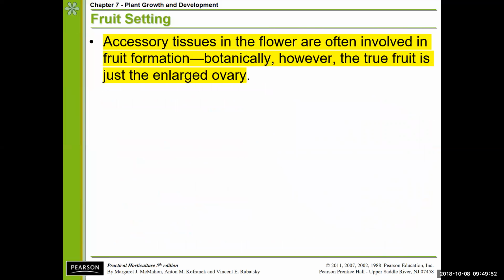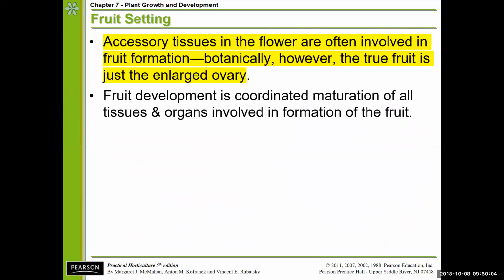So in flowers, we have kind of accessory tissues that are involved in fruit formation. However, botanically, the true fruit is just the enlarged, fertilized ovary. And then that fruit develops in this kind of coordinated maturation of all these tissues and organs working together in the formation of the fruit. In some cases, we have flower parts kind of fused into that fruit. Like if you look at a blueberry, for instance, you'll see the sepals of the flower are still connected to the tip of the blueberry.